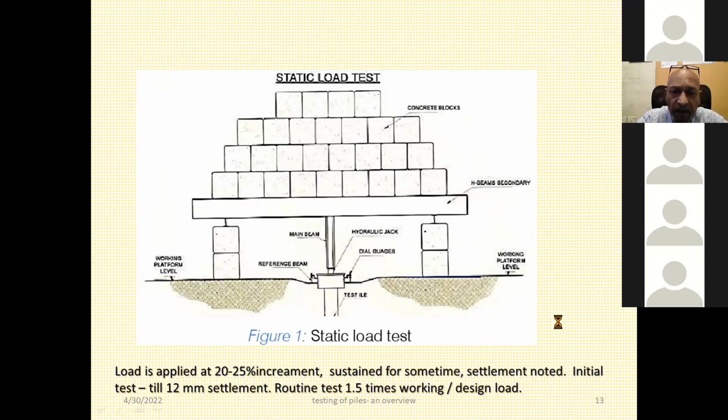And there are two criteria for the initial test, the settlement is 12 mm, it is 12 mm for both. The final settlement should not exceed 12 mm, or the load test is stopped at 12 mm, unless it is decided for the initial test that we'll go for more settlement to understand the behavior. So that is a different case, exploratory kind of testing. Routine test is generally 1.5 times the working load and design load.